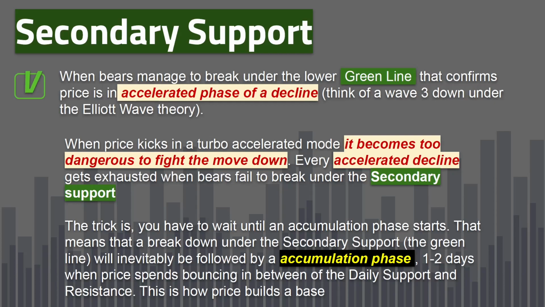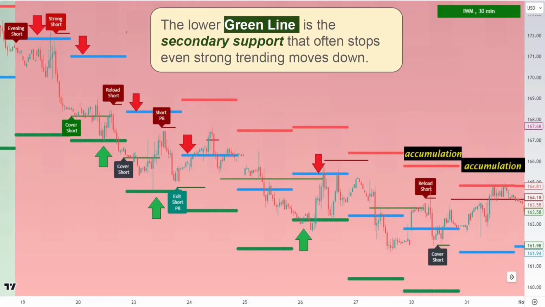That means that a breakdown under the secondary support will inevitably be followed by an accumulation phase. Well, again, price will start bouncing in between the daily support and daily resistance after so many days when bears didn't have any problem keeping price under the blue line, the daily support. This is a 30-minute chart of IWM.